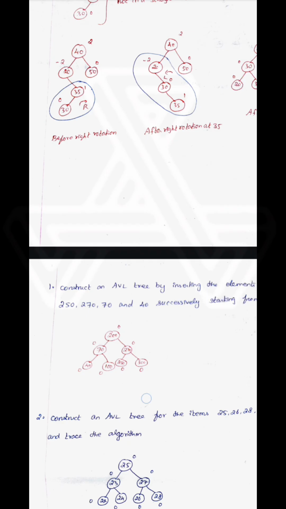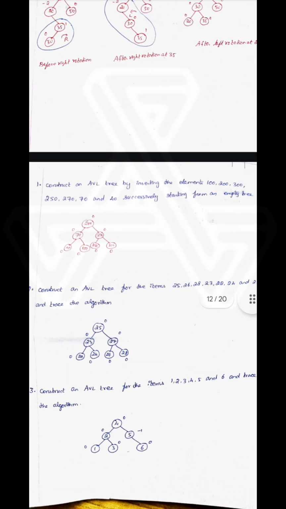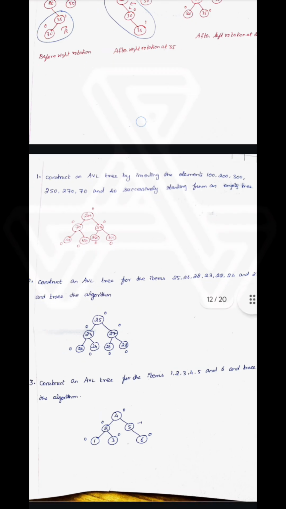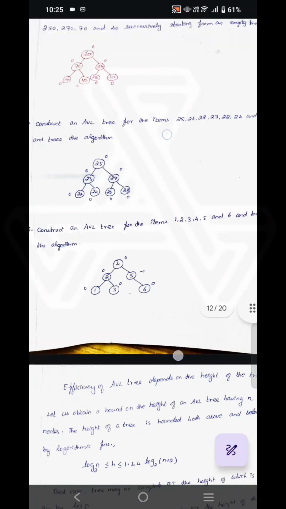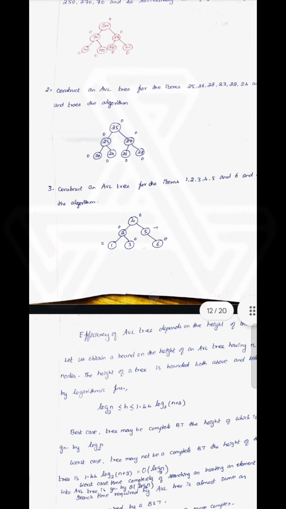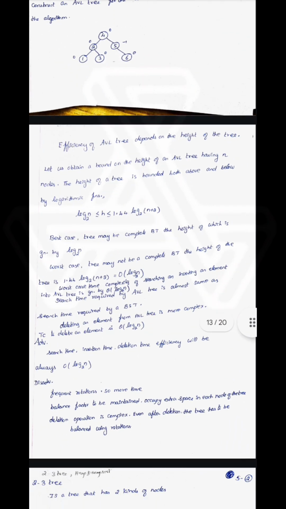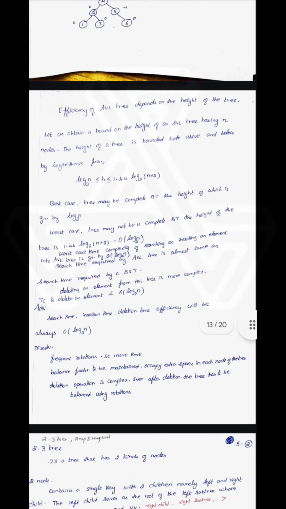Construct an AVL tree by inserting the elements 100, 200, 300, 250, 270, 70 and 40 successively starting from an empty tree. In a similar way, the other two AVL trees are constructed. Efficiency of an AVL tree depends on the height of the tree. Let us obtain a bound on the height of an AVL tree having n nodes.